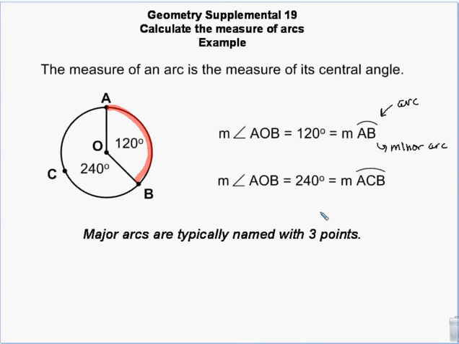Okay, now a minor arc, you use 2 letters. But the major arc, you need to use 3 letters, because if I use AB again, I'm talking about this side over here. If I'm talking about the major arc, so it's bigger than a semicircle, I use another letter over here so that you're talking about going all the way around. So we have red for this one, and then we'll do blue for the major arc, and the major arc is ACB, and the angle AOB is 240, so the major arc ACB is also 240.